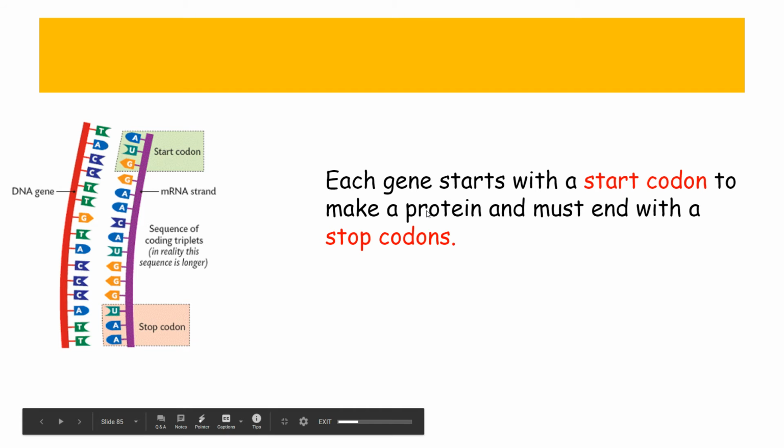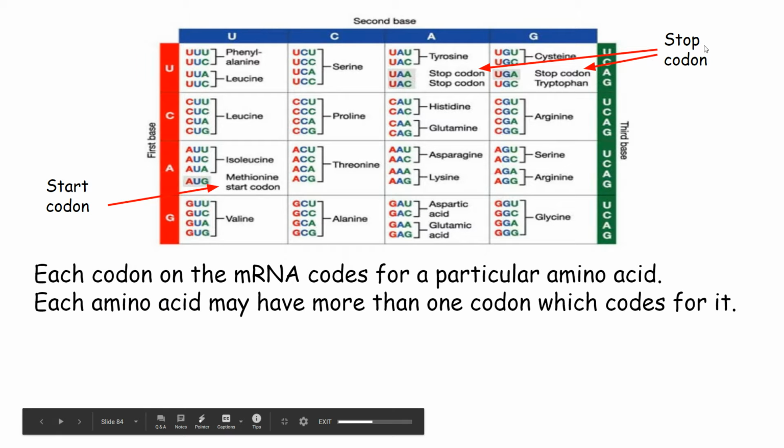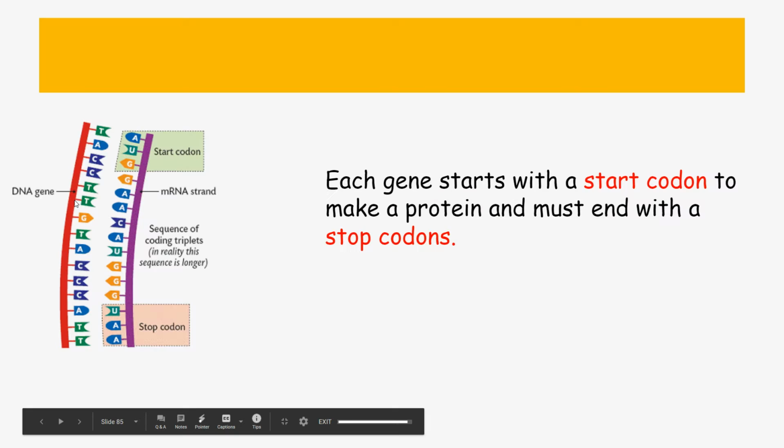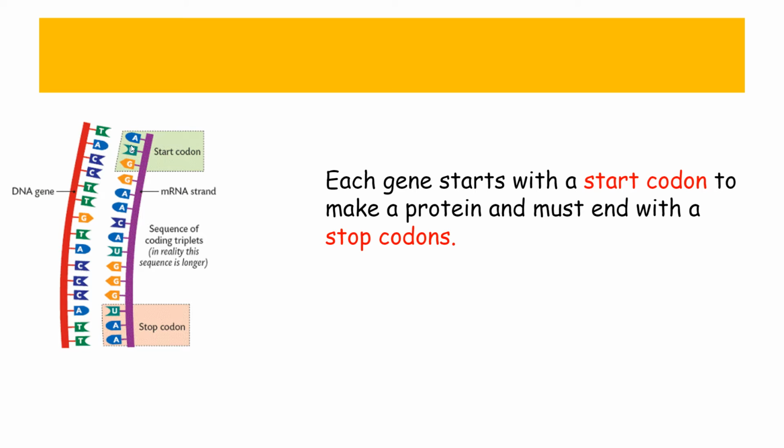So if we go back a second, we'll have a look. There are stop codons and start codons mentioned on this slide. So what are they? So we know that a triplet of bases like this makes up a codon, and each codon will code for a specific amino acid. As it says here, each gene starts with a start codon, and to make a protein, you must end with a stop codon. So the start codon starts the process, and the stop codon stops the process of the protein being produced.